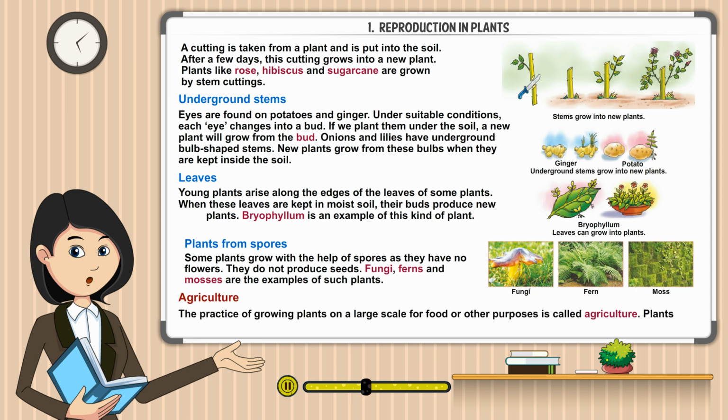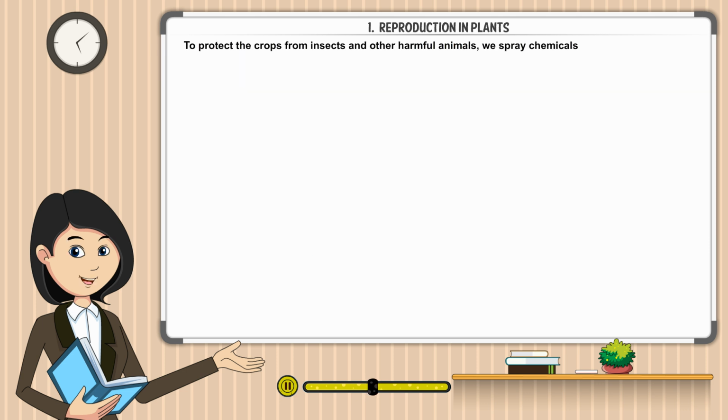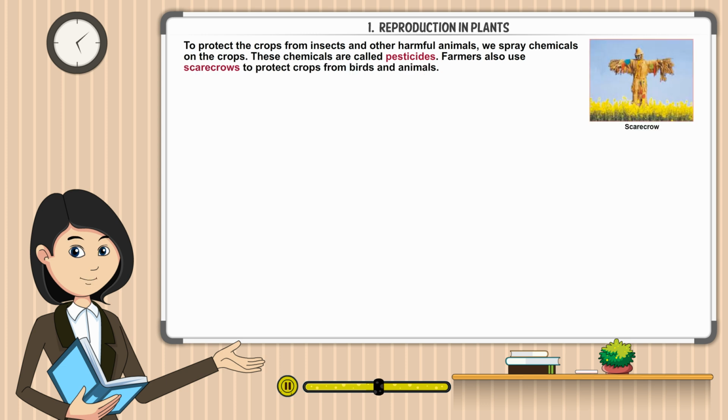Agriculture. The practice of growing plants on a large scale for food or other purposes is called agriculture. Plants that are grown in large numbers to provide us food and other useful substances are called crops. To protect the crops from insects and other harmful animals, we spray chemicals on the crops. These chemicals are called pesticides. Farmers also use scarecrows to protect crops from birds and animals.